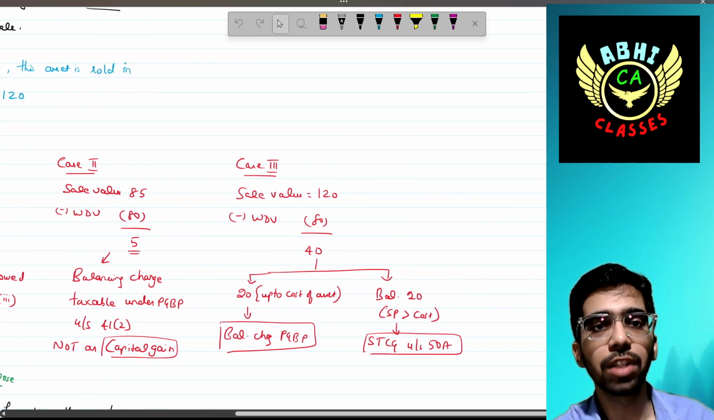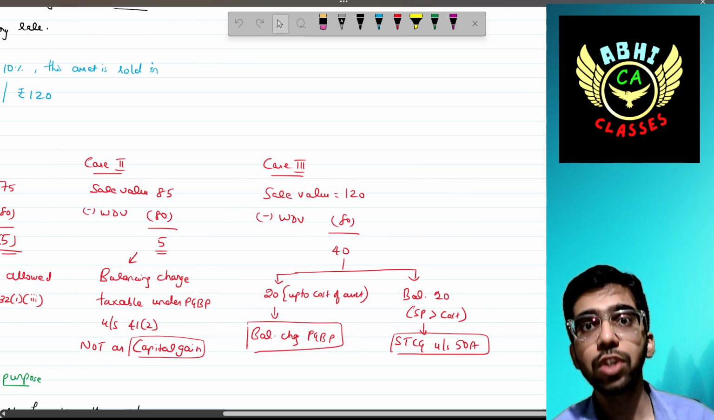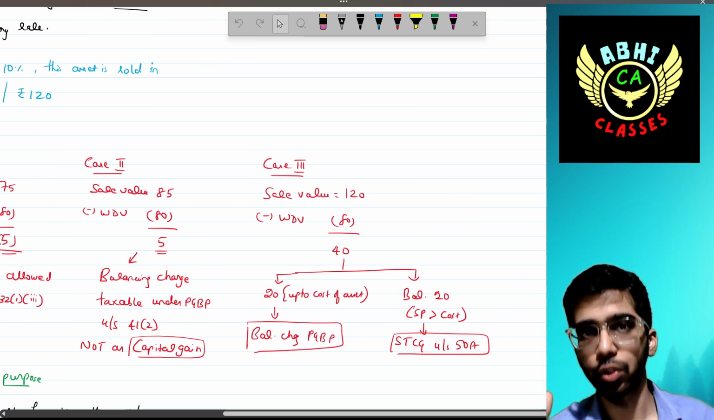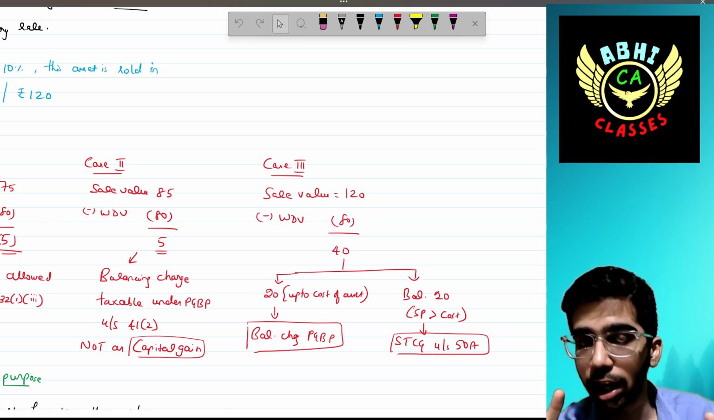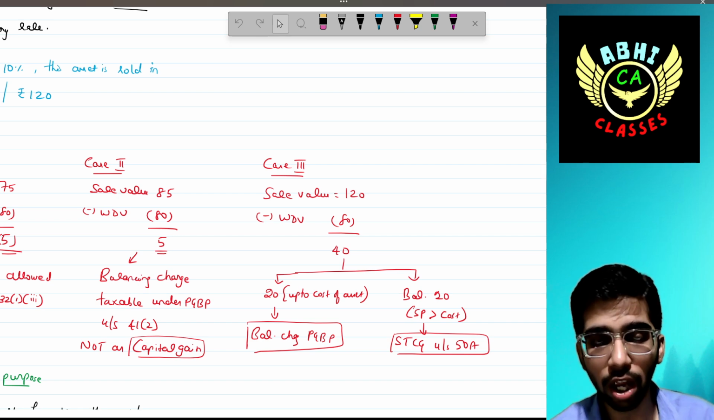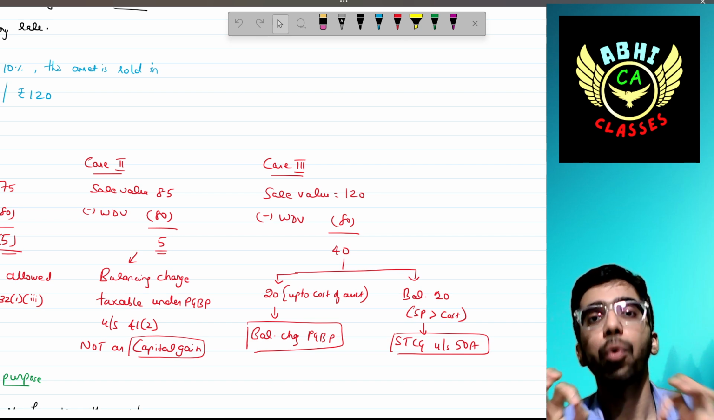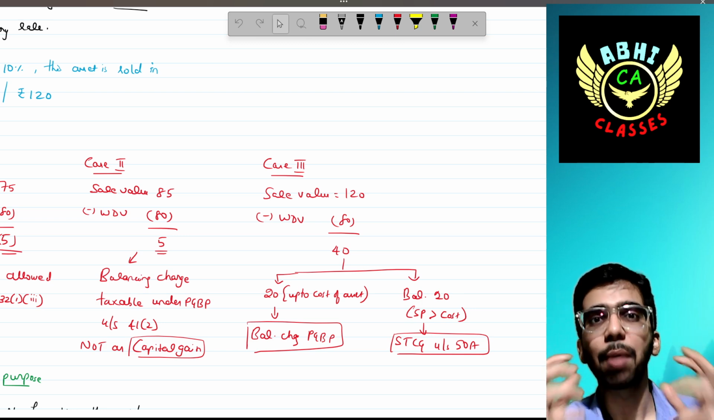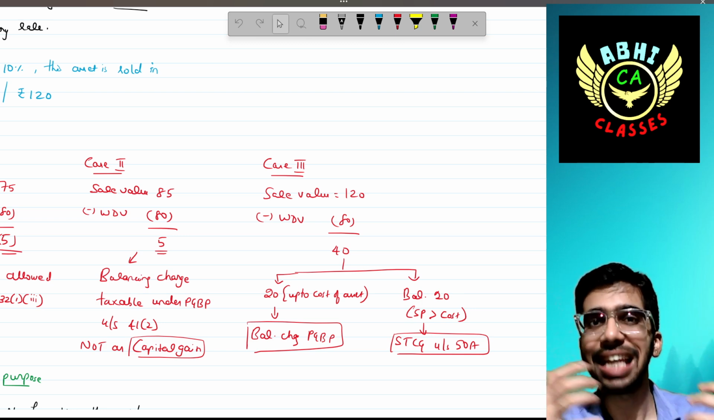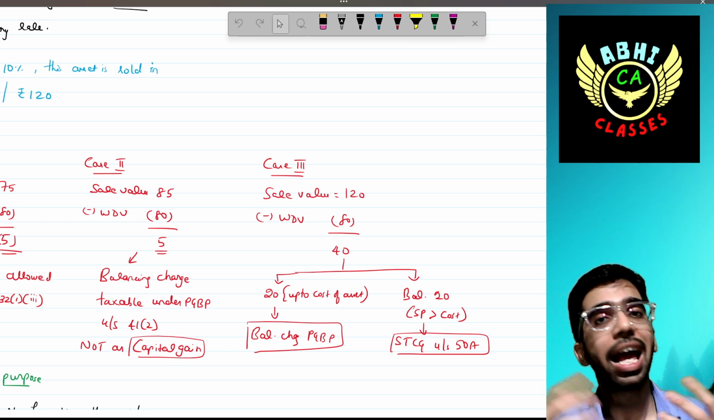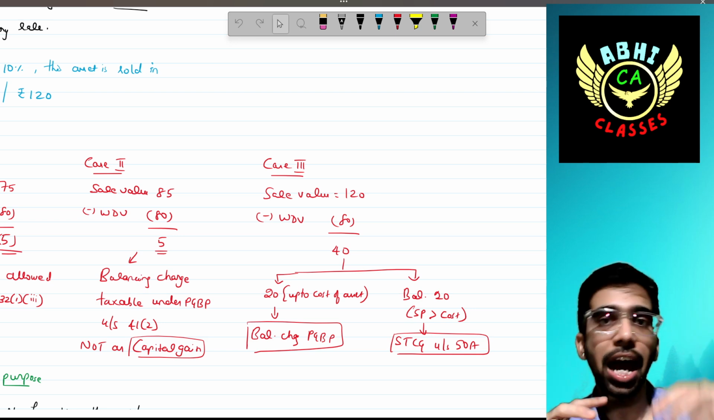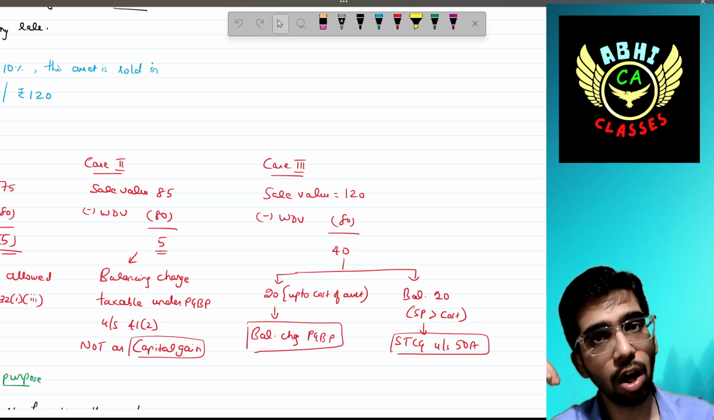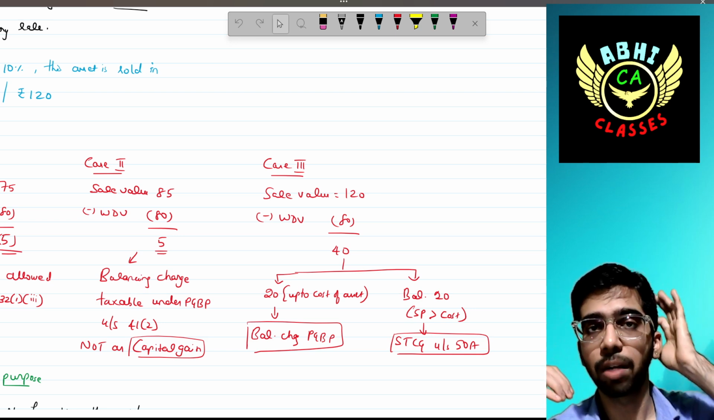Next, case number 3. The sale value is 120. Let's assume it is more than the cost of the asset. Cost of asset is 100, but selling price in the third year is 120. And the WDV that we have just computed is 80. So the gain will arise as 40. So we have to categorize this gain as capital gain, and the balance as balancing charge.